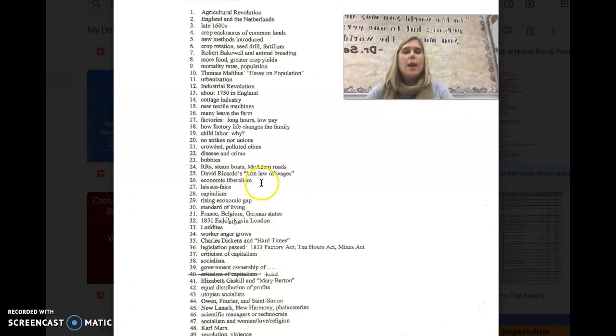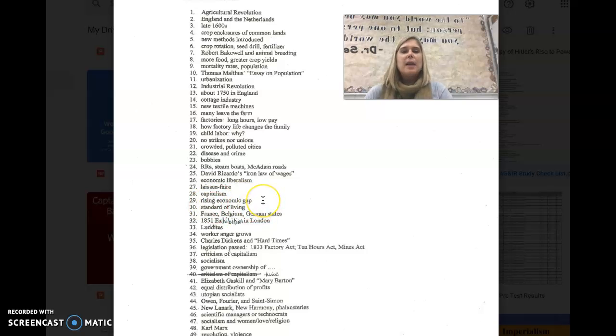So other than Ricardo, you would need to know Thomas Malthus. He's an example of who believes in economic liberalism. And for spelling, he's up here on number 10. Someone else who believed in economic liberalism would, of course, be Adam Smith, the father of capitalism. Speaking of capitalism, to look over that information. We went over Adam Smith in your notes and some of those characteristics of capitalism.